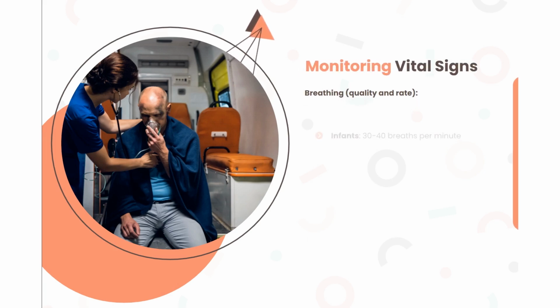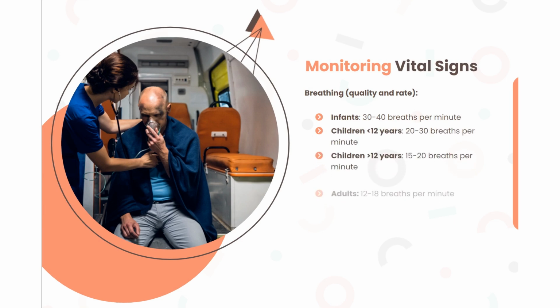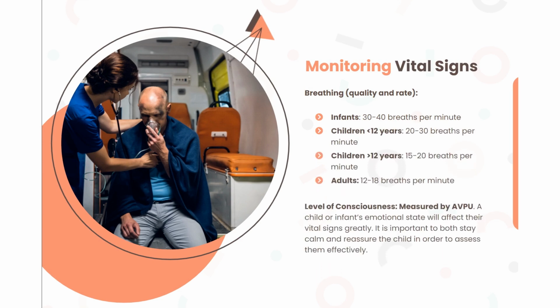Breathing, quality and rate. Infants, 30 to 40 breaths per minute. Children less than 12 years, 20 to 30 breaths per minute. Children greater than 12 years, 15 to 20 breaths per minute. Adults, 12 to 18 breaths per minute. Level of consciousness, measured by AVPU.